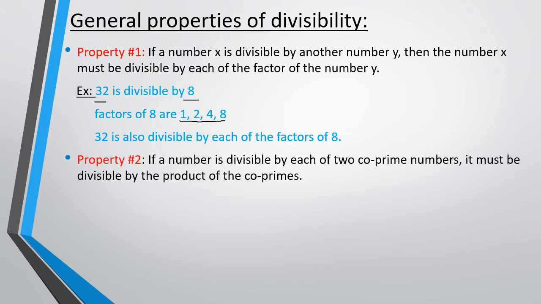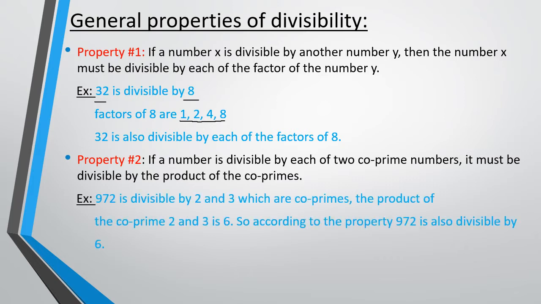Let's take a look at property number 2. If a number is divisible by each of two co-prime numbers, it must be divisible by the product of the co-primes as well. Let us know it properly with an example.